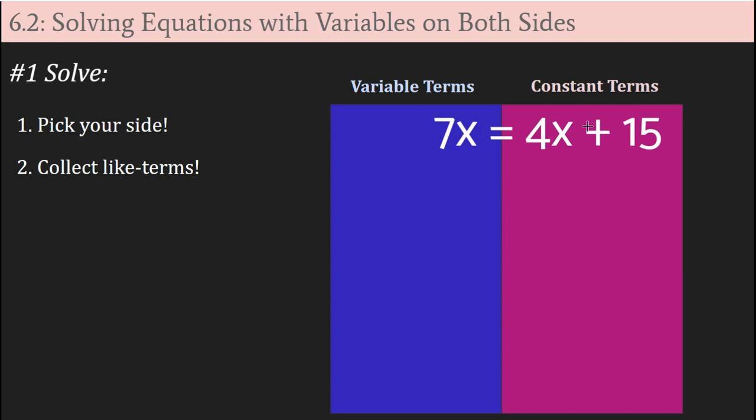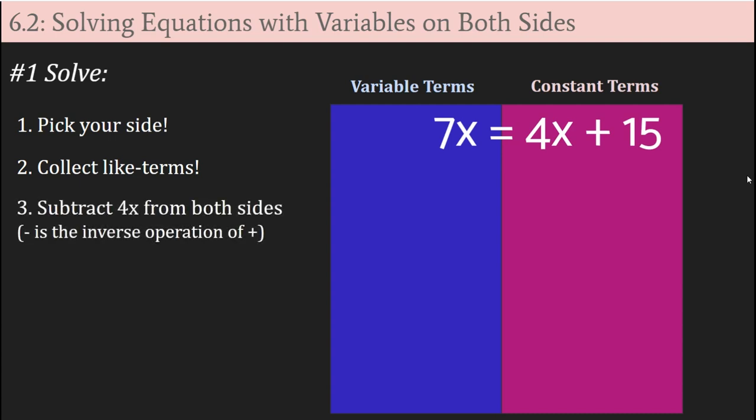Now, typically you could select either side that you want, but you'll notice that in this question here, 7x is greater than 4x. So it is naturally easier to subtract the 4x from the right side and from the left side because we would still end up with a positive term. 7 minus 4 is still positive, whereas if we were to conversely subtract 7x from either side, we would end up with a negative. So just for simplicity's sake, it is easier to gather all the variables onto the side with the greater coefficient.